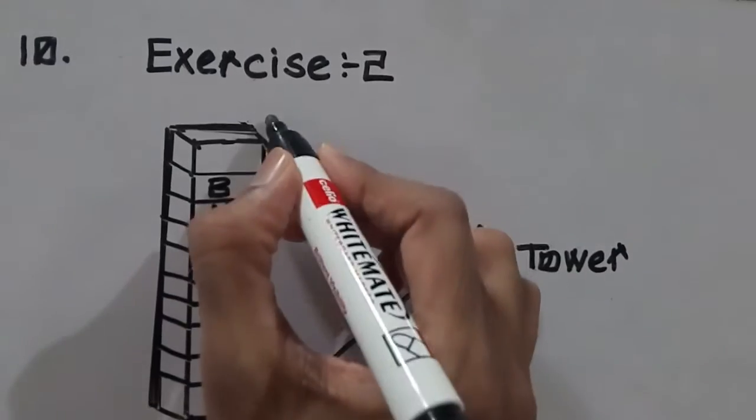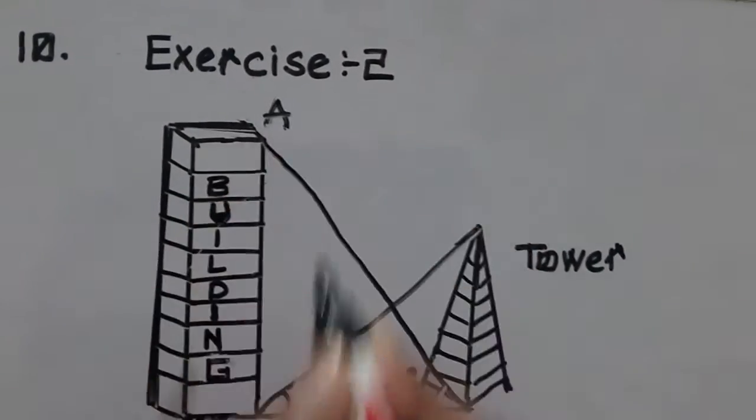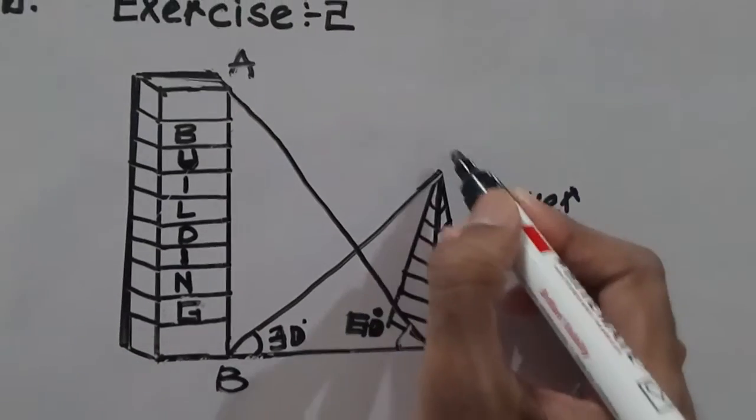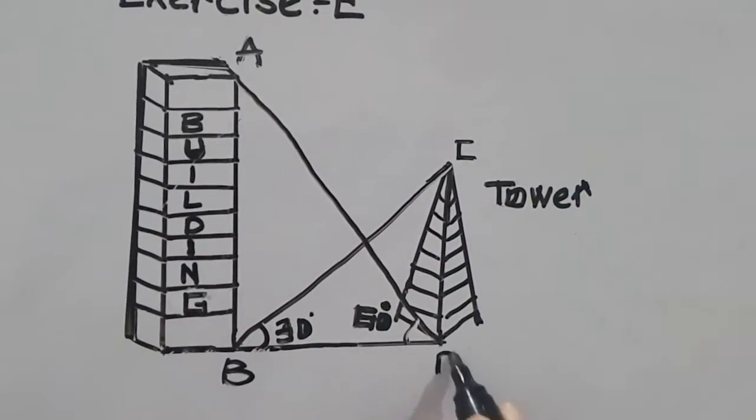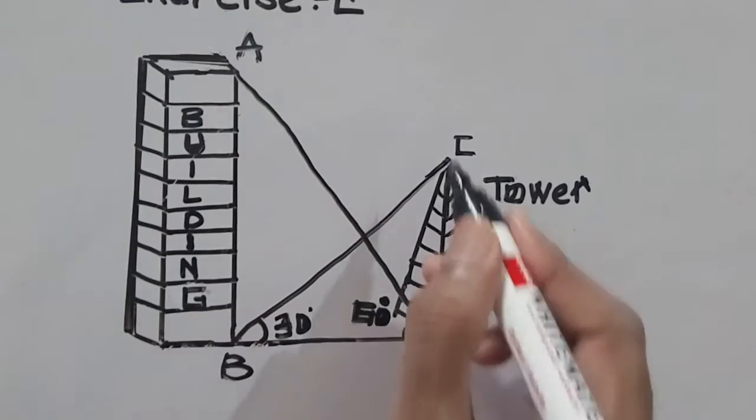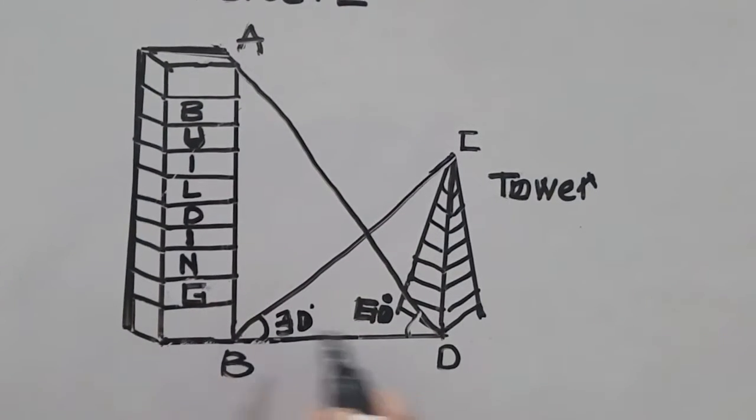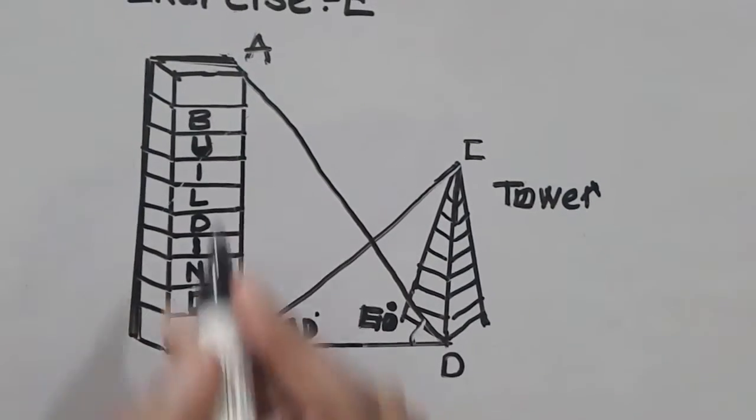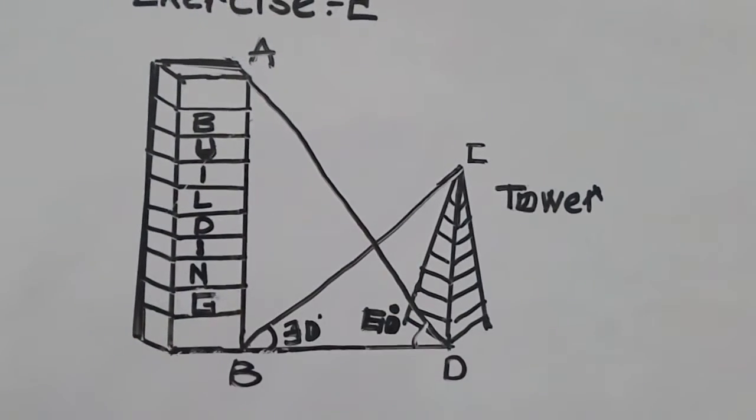Here I'll take AB as the height of the building and CD as the height of the tower. Angles of elevation are 30 degrees and 60 degrees, given. We should find the ratio. Now based upon this, I'll draw one more figure.